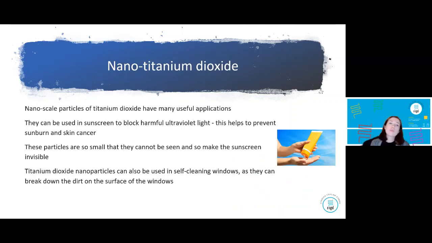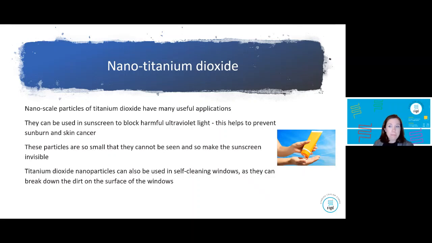Another extremely useful nanoparticle is nanotitanium dioxide. Nanoscale particles of titanium dioxide have many useful applications. They can be used in sunscreen to block harmful UV light, okay, and this helps to prevent sunburn and skin cancers. These particles are so small that they cannot be seen and so make the sunscreen invisible, which is very useful, I would say.